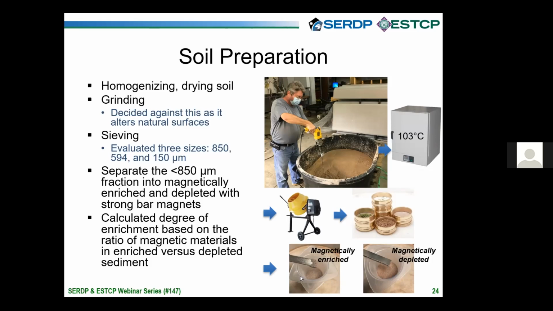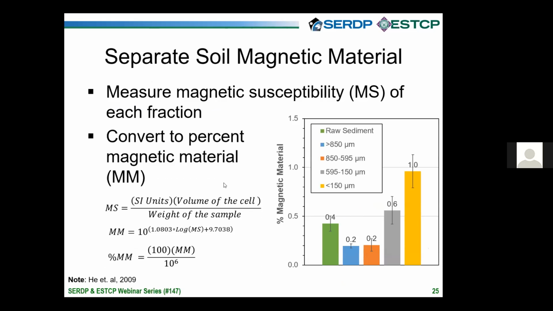Once we've separated into the fractions, we calculate the degree of enrichment based on the magnetic susceptibility. So this shows that particular metric, measuring the magnetic susceptibility of each of the fractions. You can see on the bar graph that we measured magnetic susceptibility and then converted that into units of SI. You then apply the volume of the measurement cell and the weight of the sample to get it in units of meters cubed per kilogram. Then use this equation to convert it into magnetic material, followed by this equation that converts it into a percent.